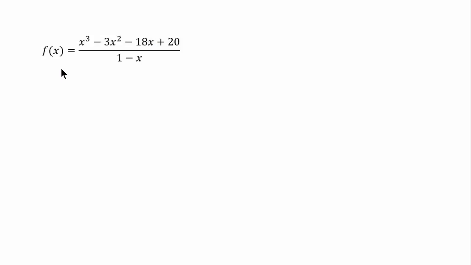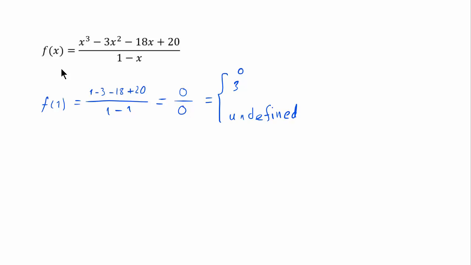To understand what the limit of a function is, let's take this example and let me ask you what is f of 1. If we plug 1 here, we will get 1 minus 3 minus 18 plus 20 over 1 minus 1, and you'll find it to be 0 over 0, which is, I can hear some of you saying this is undefined, but actually this is inaccurate. This is an indeterminate form, which means that it could be any number, 0, 3, -4, and it could also be undefined, which means that it goes to infinity.